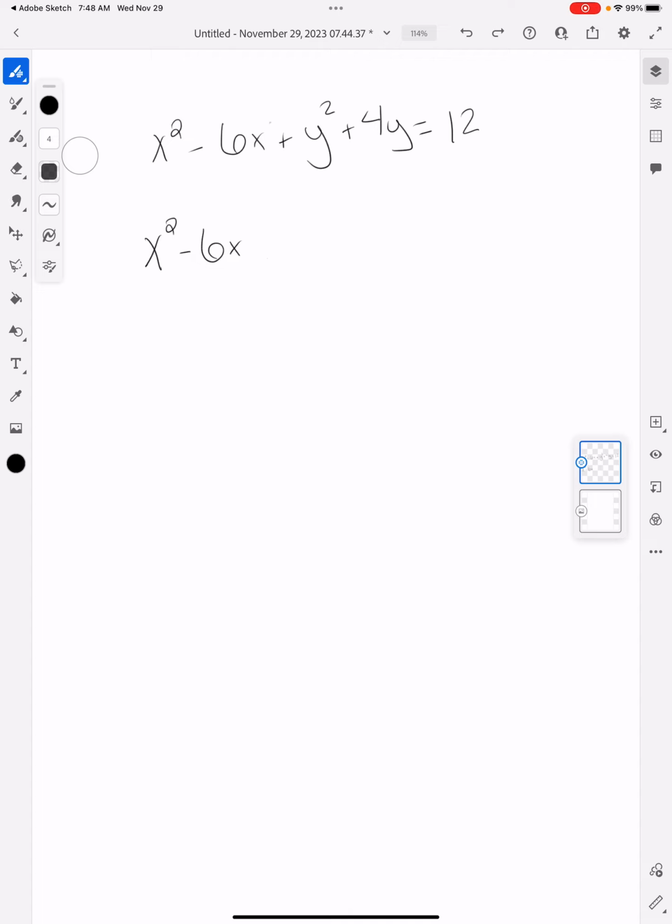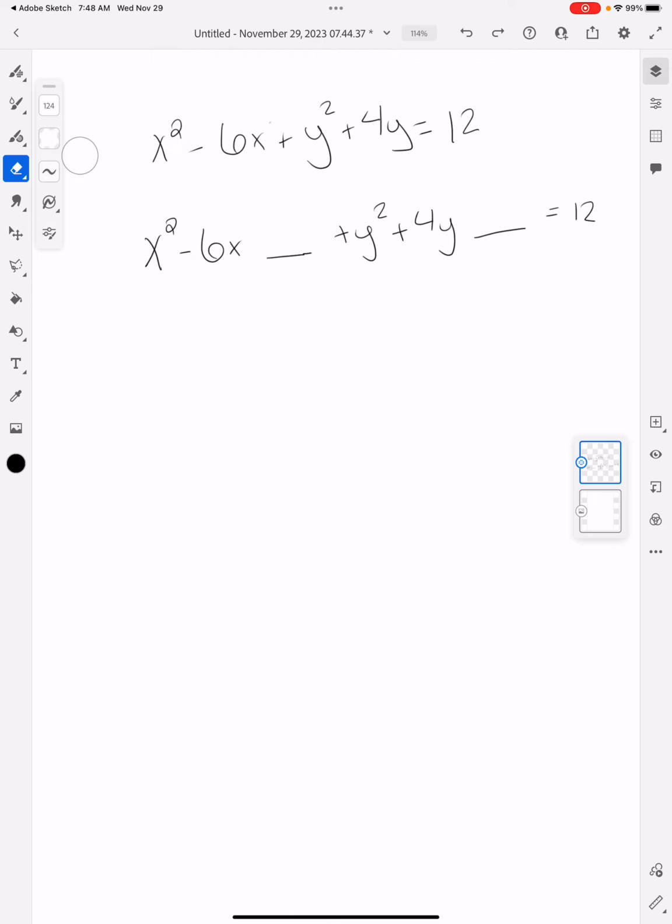So what I'm going to do is put a space. So then I'm going to have y squared plus 4y, and I'm going to put a space. And then I'm going to have that equals 12. The reason that I'm putting a space is that I'm going to complete the square. So if you go back to the previous videos on completing the square, that'll walk you through the detailed steps of doing the completing the square piece that you'll need in order to convert these equations.